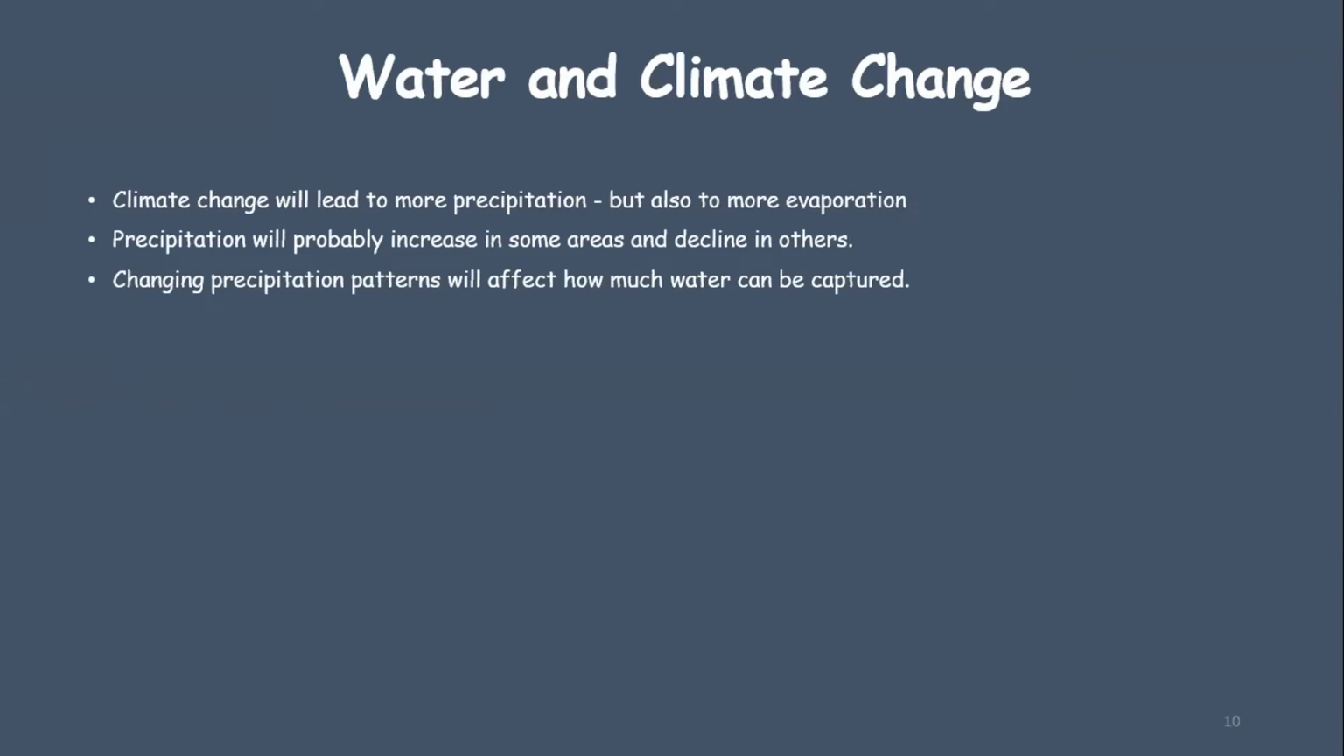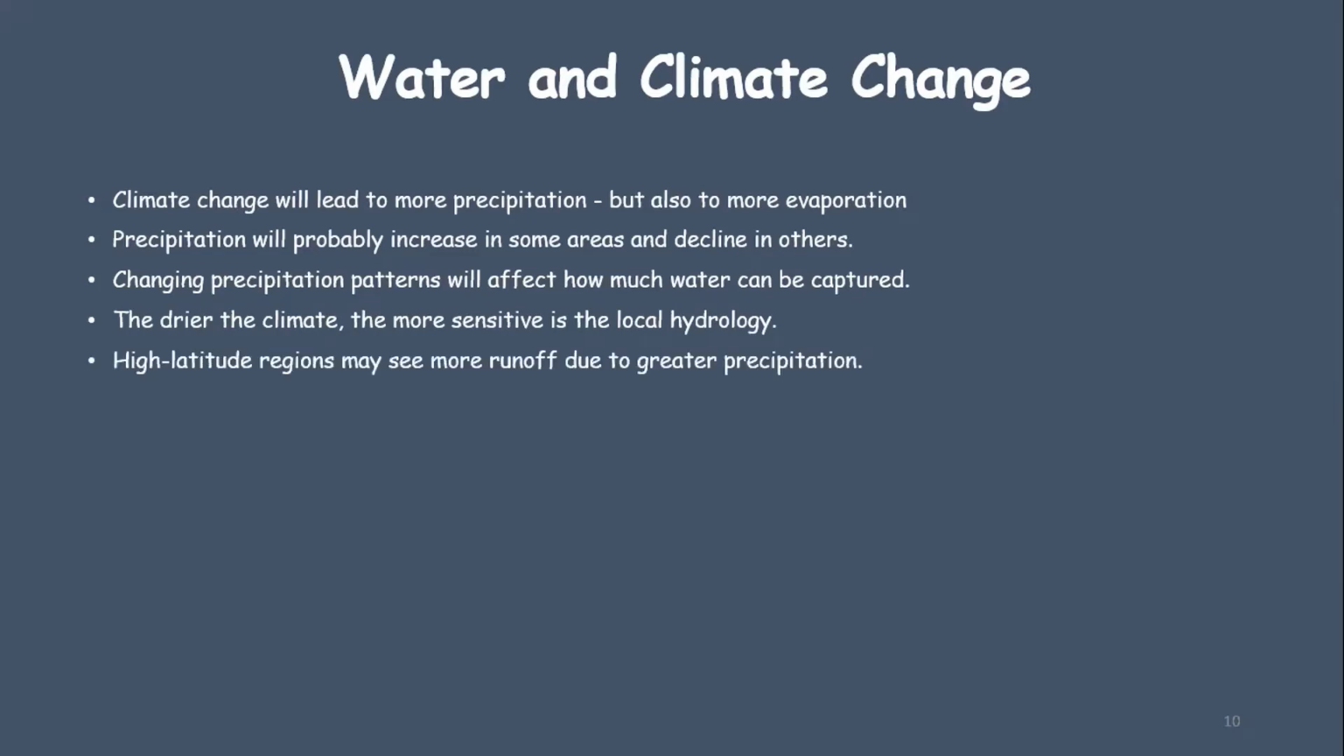How much water can Earth absorb, and where can we as human beings manage its availability? The drier the climate, the more sensitive the local hydrology, and high altitude regions may see more runoff due to the greater precipitation. Runoff means the water will not be able to infiltrate, and the groundwater will not be able to recharge. So the land cannot hold as much water as it used to.